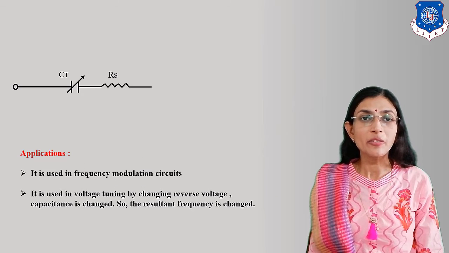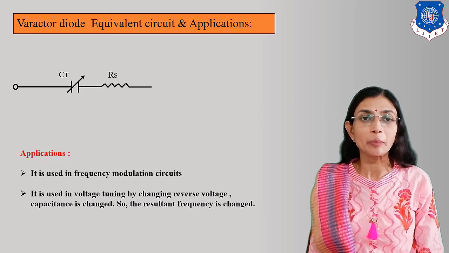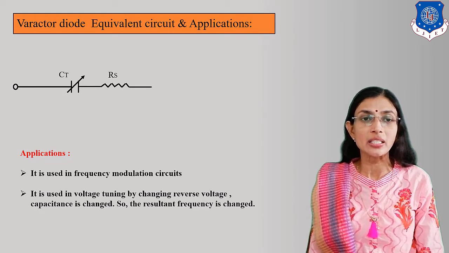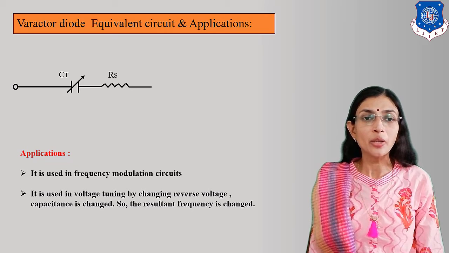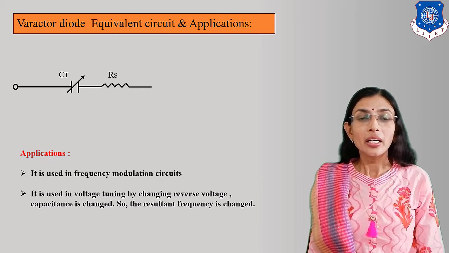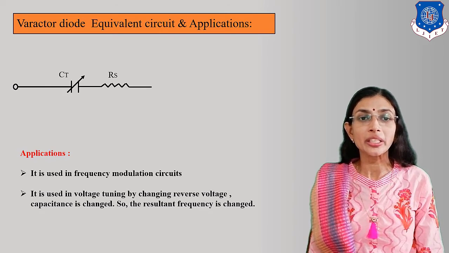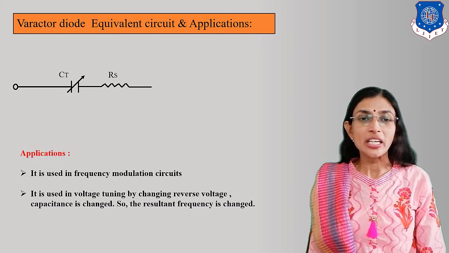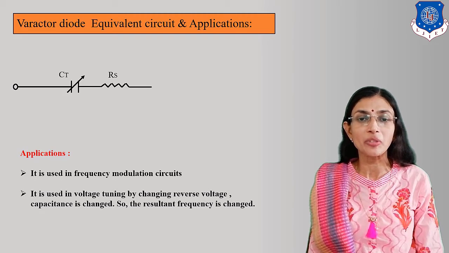Look at this. This is the varactor diode equivalent circuit and applications. Here this diode acts as a voltage variable capacitor with source resistance, and the varactor diode is used in frequency modulation circuits. Another application of the varactor diode is in voltage tuning circuits. By changing the reverse voltage, capacitance is changed, so the resultant frequency is changed.